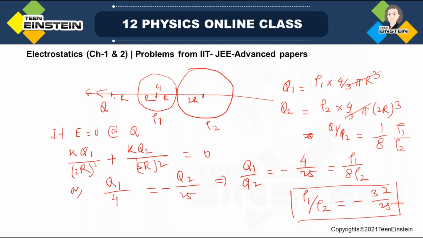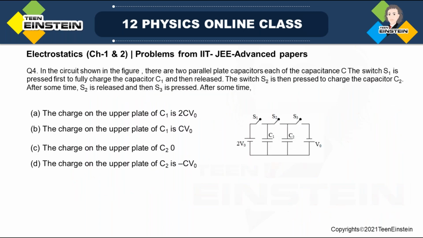So option C is also correct for this question. Okay, now we'll move on to the next problem. This is very interesting. We will read it out quickly.